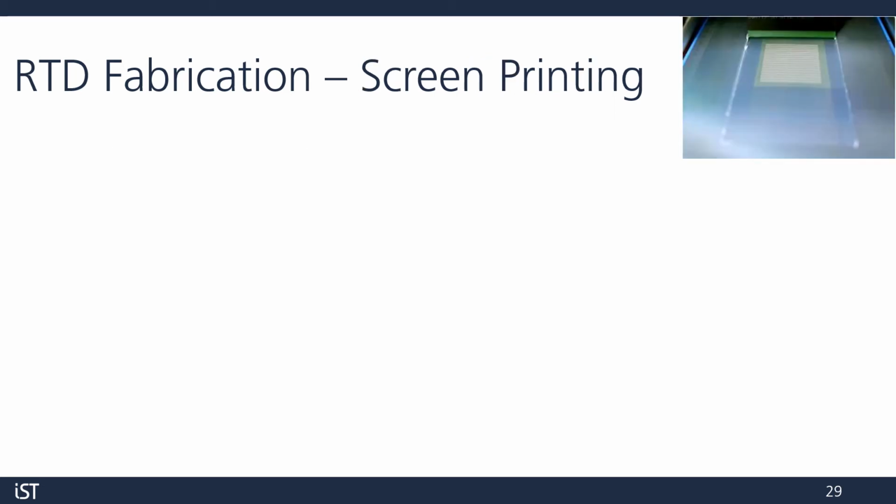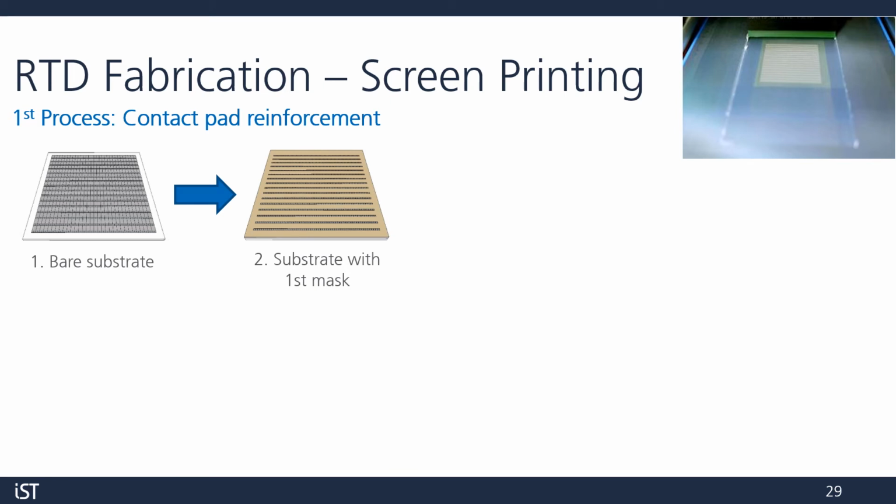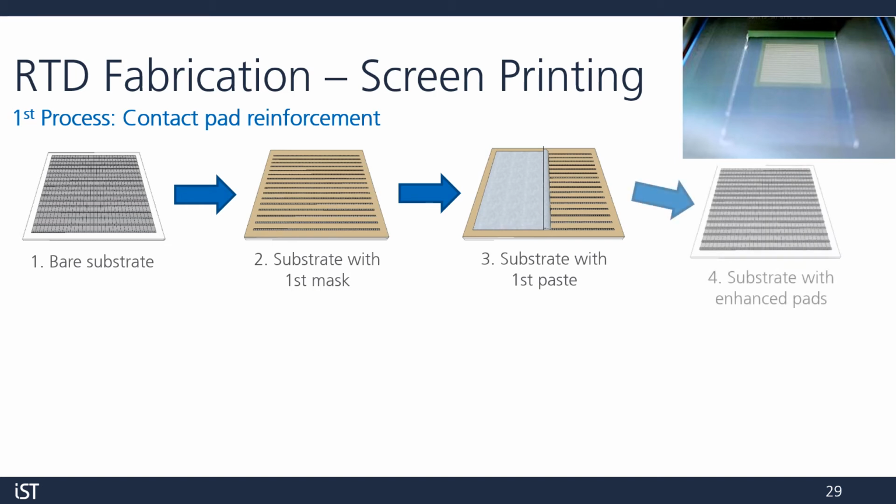Two screen printing steps are then performed on each substrate to strengthen and protect it. The first screen printing step reinforces the contact pads so it's easier to weld. We first start with our bare substrate. Then we apply a screen printing mask. A conductive platinum-based paste is pressed onto the substrate through the mask. When the mask is removed, we're left with enhanced contact pads.